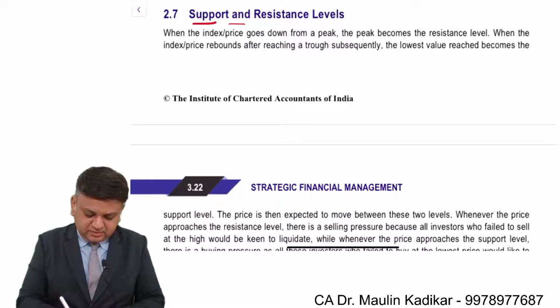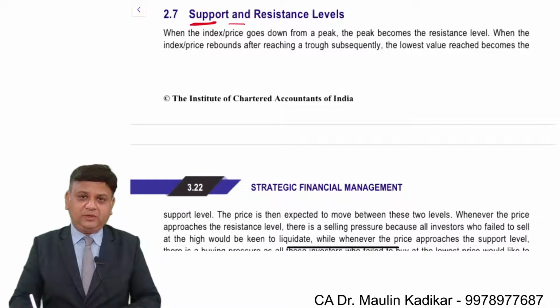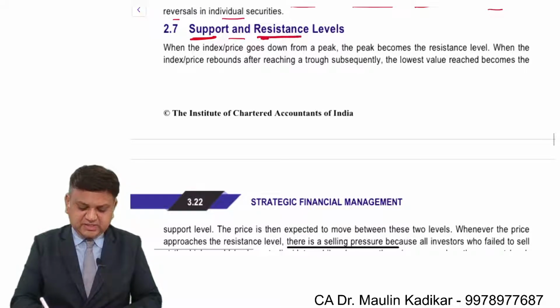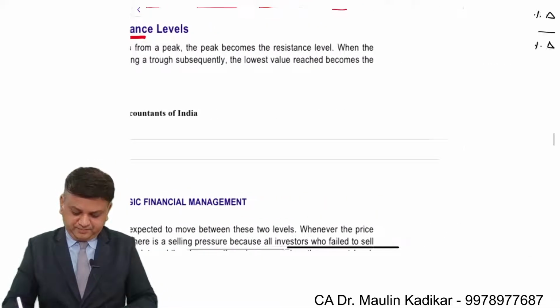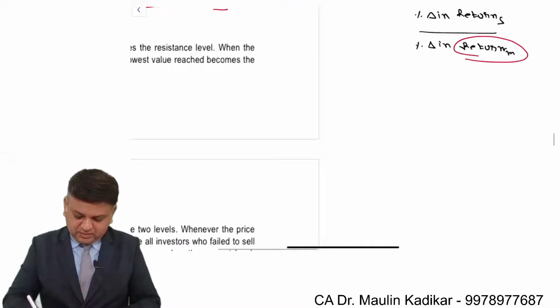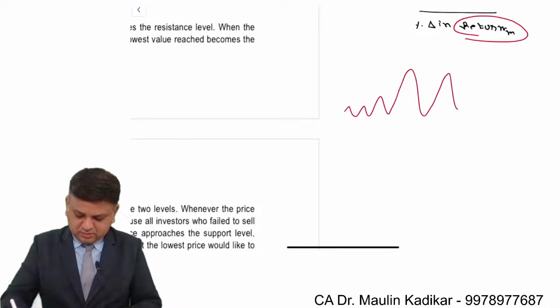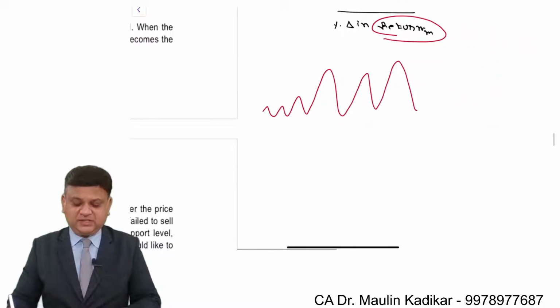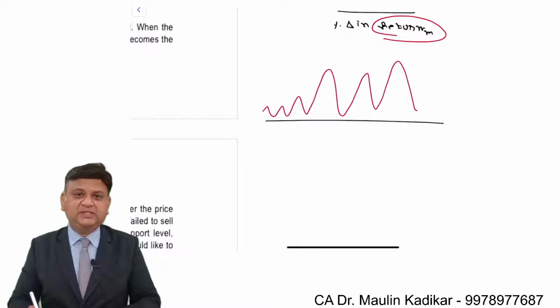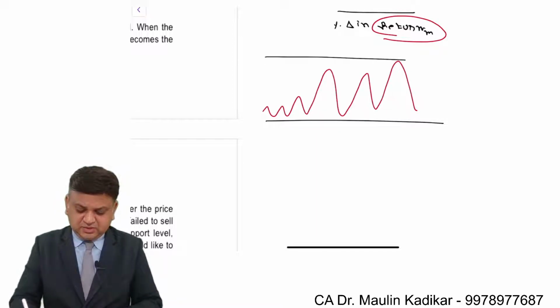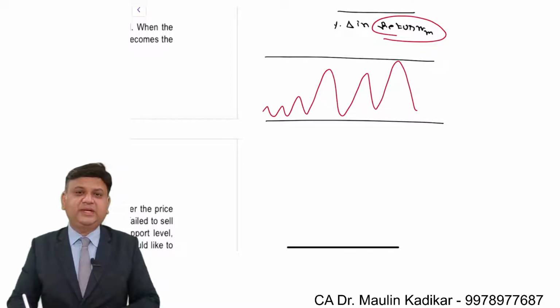Support level means the price will not fall below this. Resistance level means the price will not increase beyond this point. Okay, this is a point we have already discussed. This is the support level because the prices are not falling below this, and this is the resistance, the price is not going above this point.